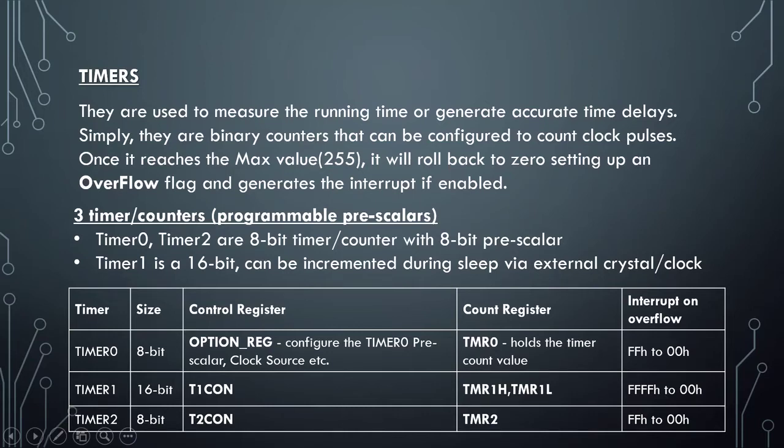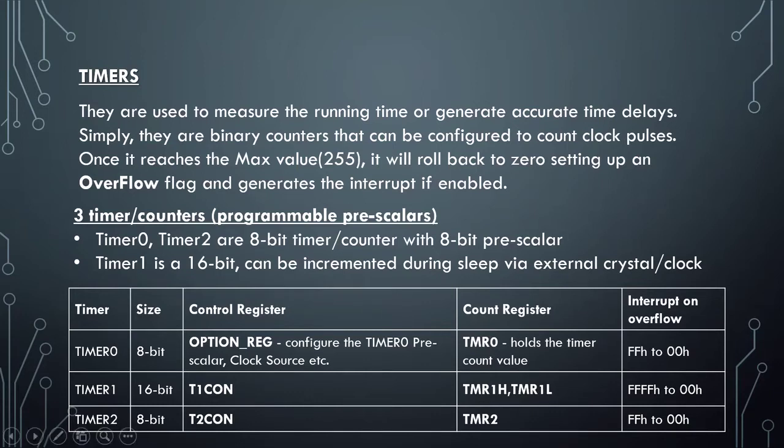What are some of the control registers used in those timers? We have the OPTION_REG, whereby for timer 0 we configure the prescaler, the clock source, and many other peripherals. For timer 1 we have the T1CON control register, while for timer 2 we use the T2CON control register. For the count registers, timer 0 has TMR0, which holds the timer count value, timer 1 has TMR1H and TMR1L, and timer 2 has the TMR2 count register.